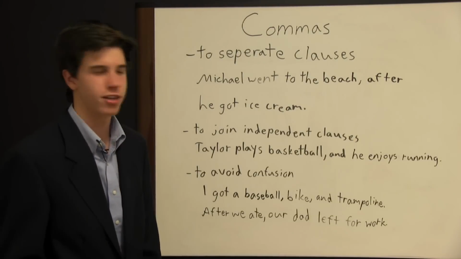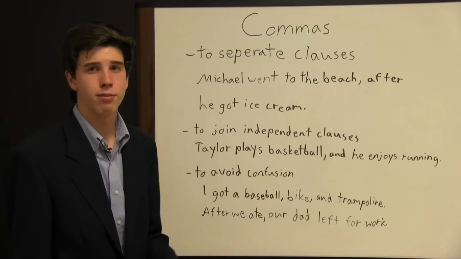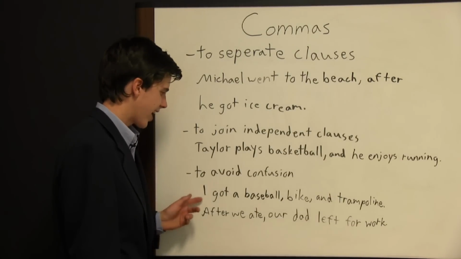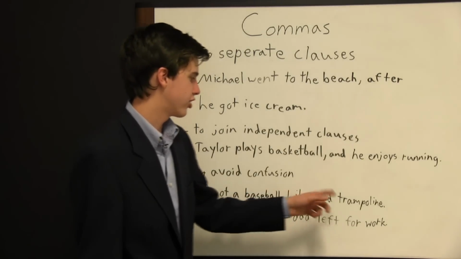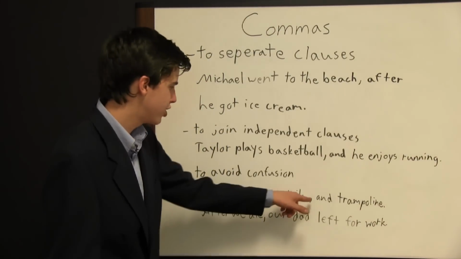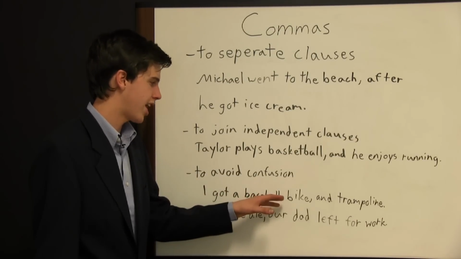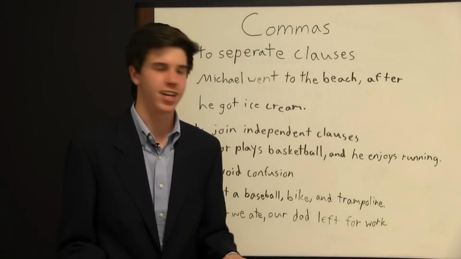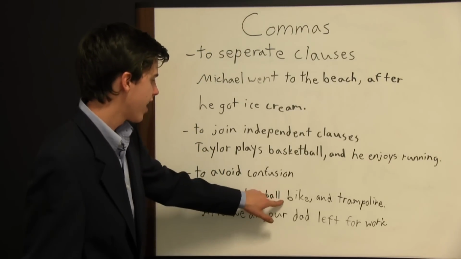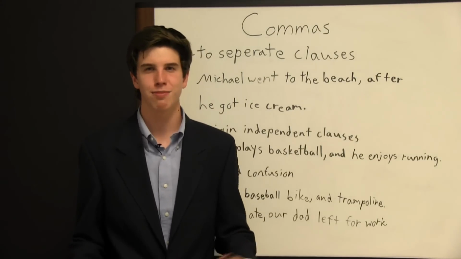There's a couple times when you want to do this. First would be when you're putting words in a list or items in a list. So if I were to say, I got a baseball, bike, and trampoline, I need commas to separate all three of the items. Now, sometimes you can leave the second comma off, and that can be fine as well. But you need at least one comma in here so people realize that it's a list. Because if I don't have a comma right here, it just looks like I got a baseball bike, and people are trying to figure out what is a baseball bike.